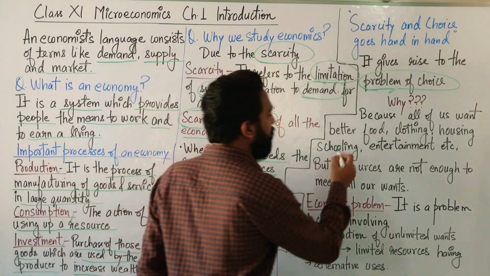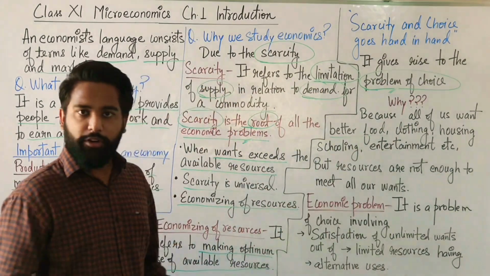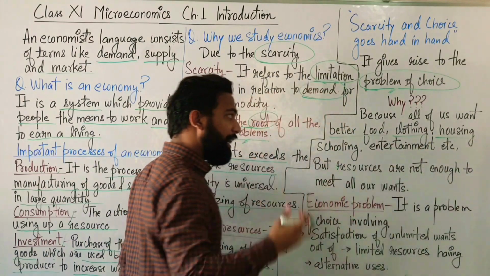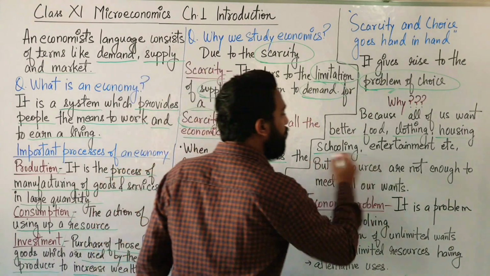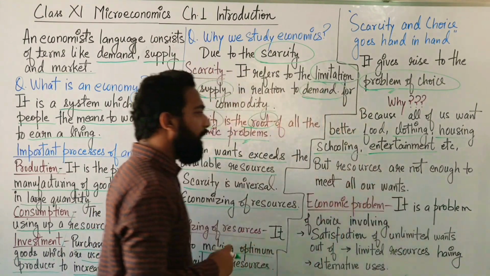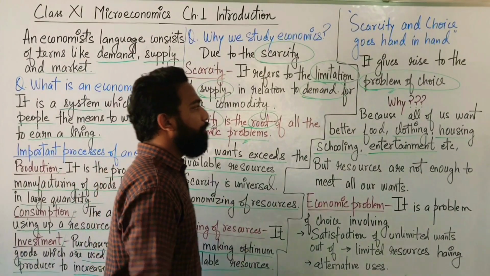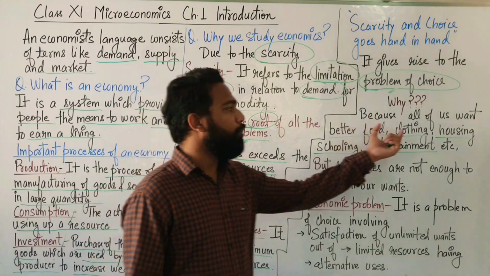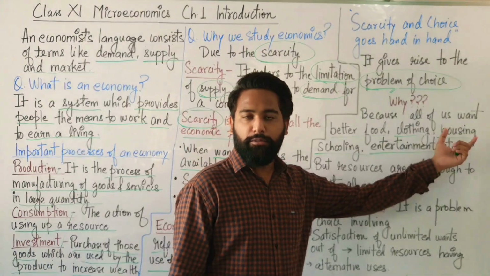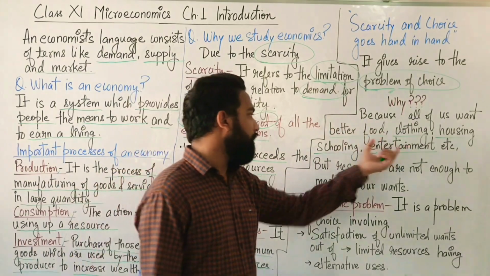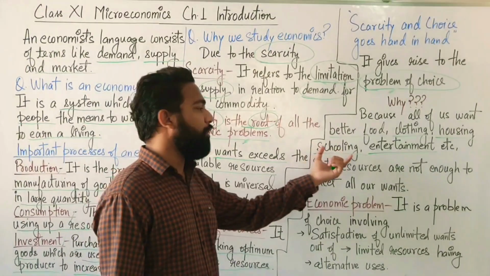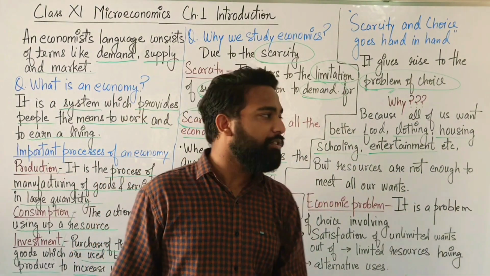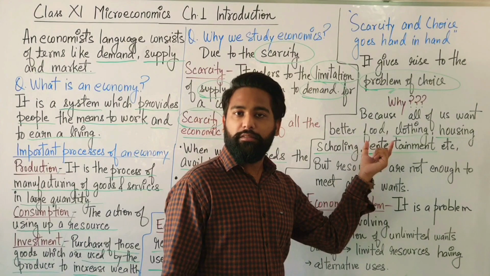Because all of us want better food. We want food, we want better food, we want better clothing, we want better housing, we need a good house to live, we need better schooling, we need better sources of entertainment, and there are a number of things. But suppose we have got 100 rupees. What will you do with that 100 rupees? Will you buy clothes from that? Will you give it for room rent? Will you give that 100 rupees for your schooling? Will you use that for entertainment? Will you do your recharge with that? Or will you eat food from that?